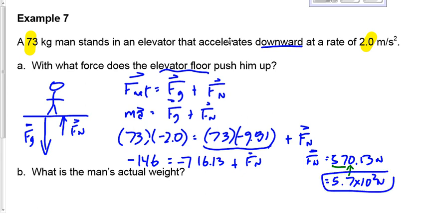So the force of the elevator floor pushing up on them is 5.7 times 10 to the 2 newtons. We could also call that the normal force. We could also call that, listen carefully guys, the apparent weight. Not how heavy he is, but how heavy he feels. He would feel lighter than he really is because he's accelerating downward.